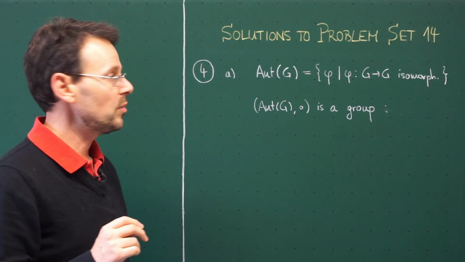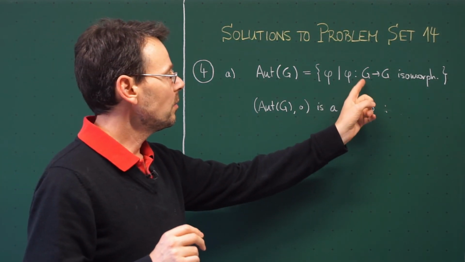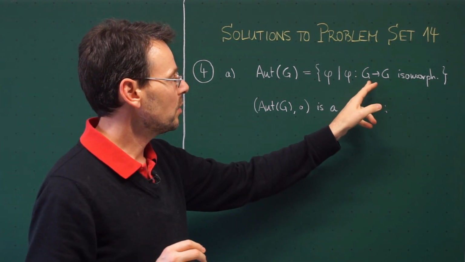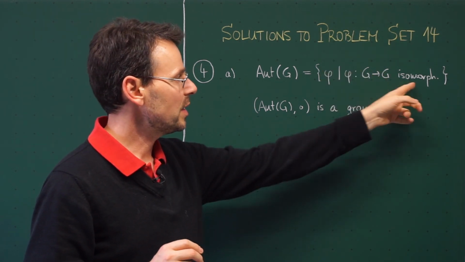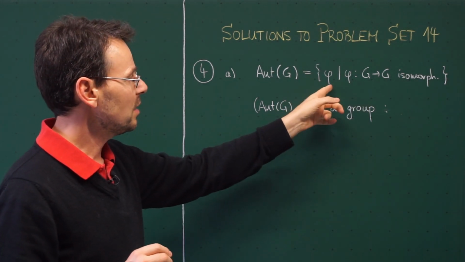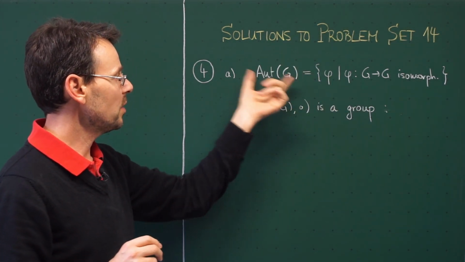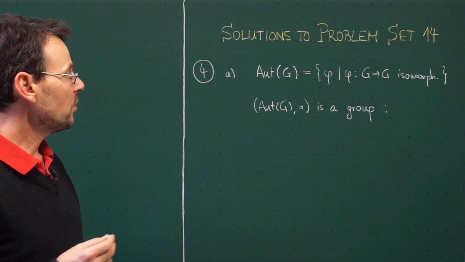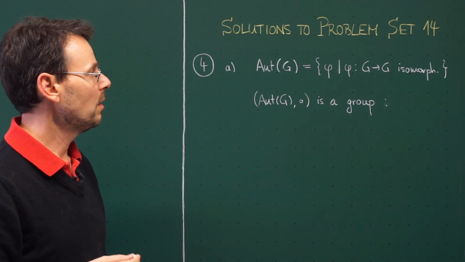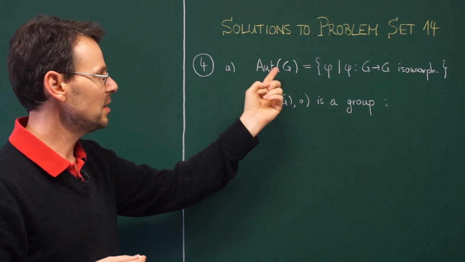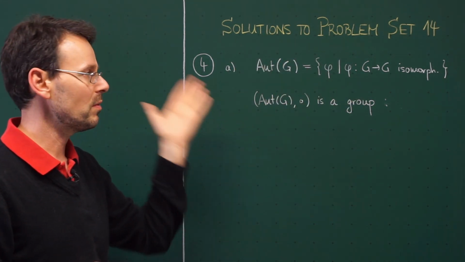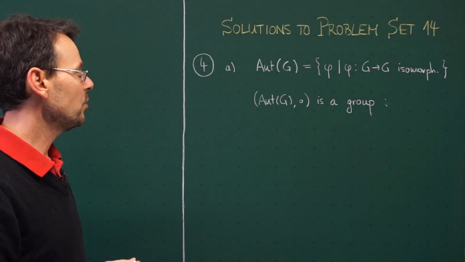Okay, exercise number 4. We take a closer look at all the isomorphisms going from one group to itself. Such an isomorphism is called an automorphism of the group G, and the set of all these isomorphisms is called Aut G, the automorphism group of the group itself. So this does not consist of group elements, but of bijective maps that are homomorphisms from G onto G.